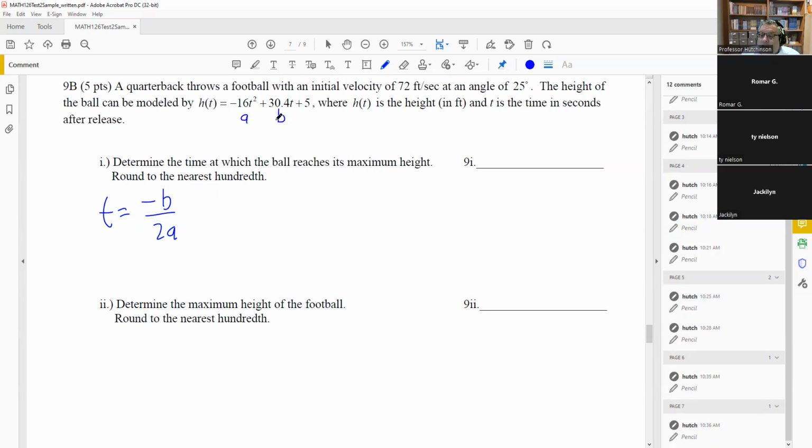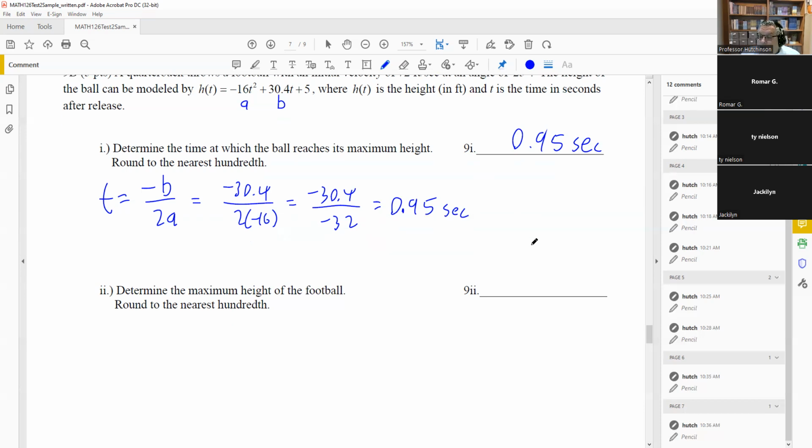A is negative 16 and b is 30.4. So let's put that in there. We're going to get negative 30.4 over 2 times negative 16. Remember that you should probably multiply that out first. Or if you're putting that into your calculator, make sure you put parentheses around the whole denominator, because you're dividing by that. So if we put that in there, the negatives cancel out and you get 0.95. That's going to be seconds. So with this model, that's how long it'll take for the ball to get up to the maximum height, about 1 second.